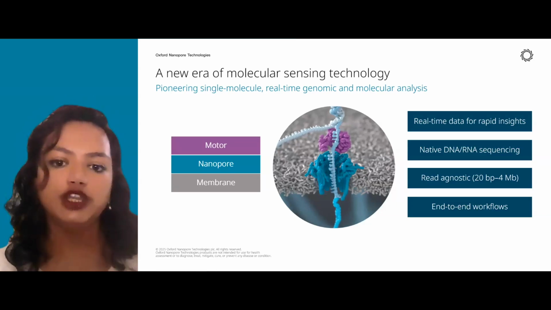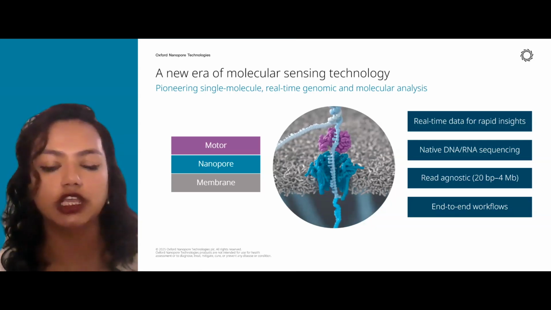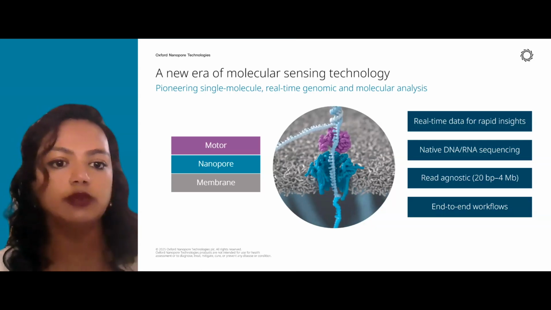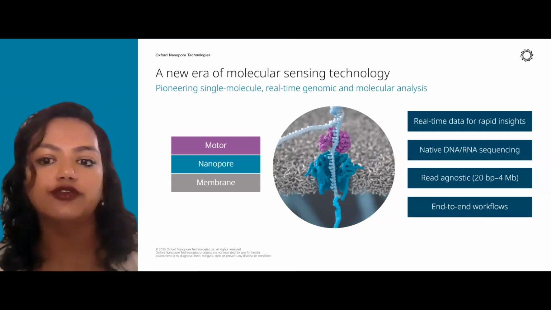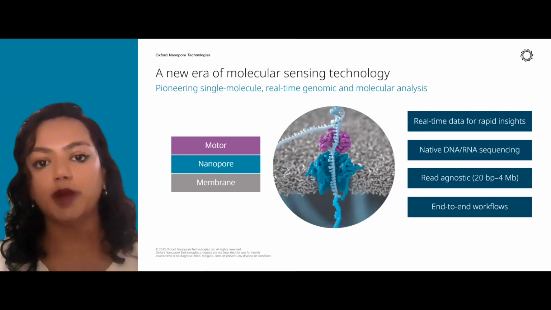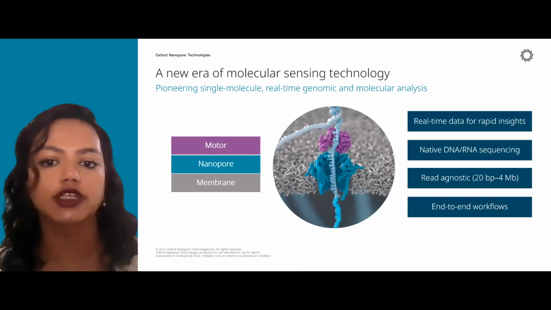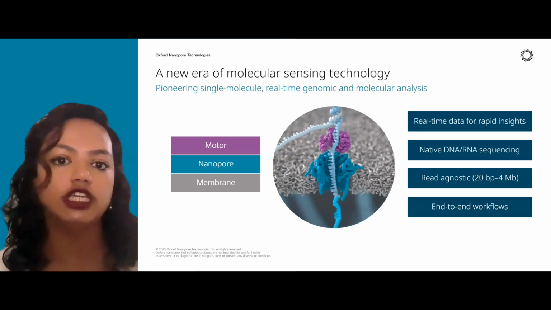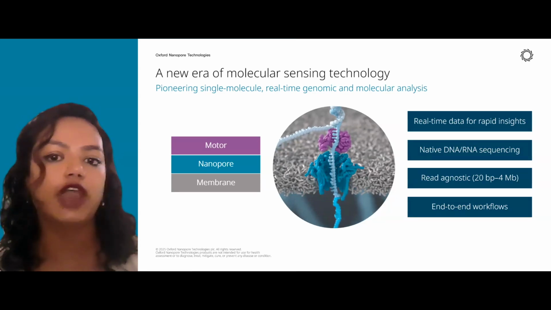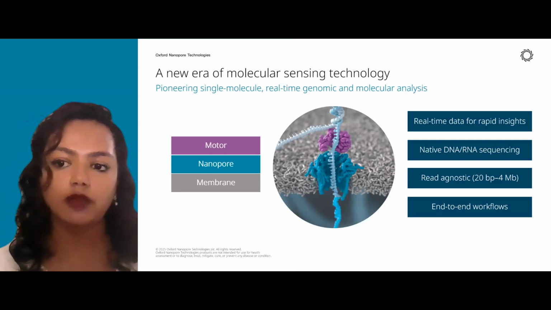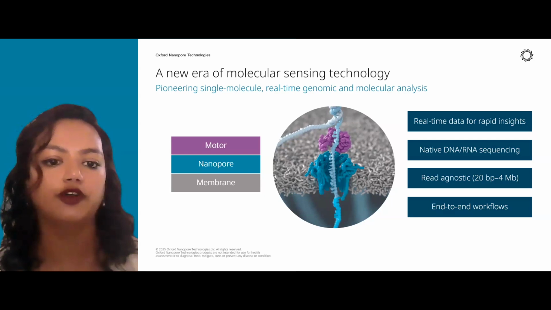ONT represents a new generation of DNA and RNA molecular sequencing technology. It's truly unique as it's the only platform that offers real-time analysis, delivering rapid insights in forms that scale from our pocket-scale MinION to high-throughput instruments for population-scale projects like the PromethION. Our technology analyzes native DNA and RNA and can sequence molecules of any length, from very short fragments to ultra-long reads, making Oxford Nanopore an incredibly versatile platform.